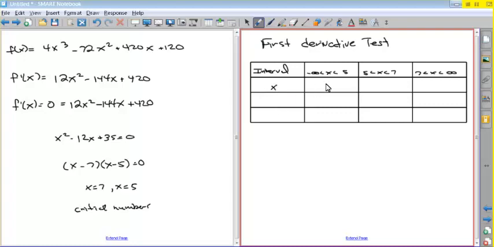We want the sign of the first derivative. We don't really care what the value is. And then we have our comments, which is relating to increasing or decreasing.